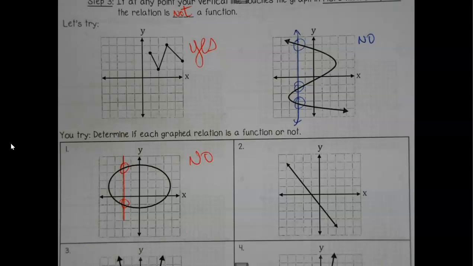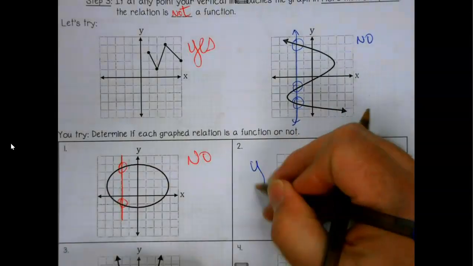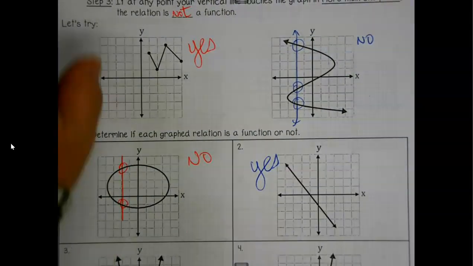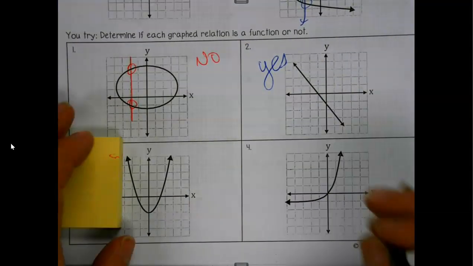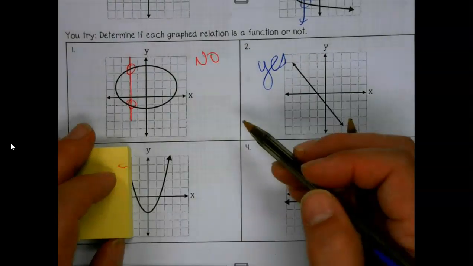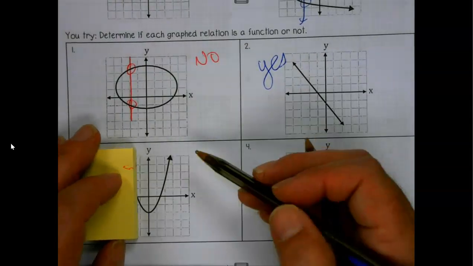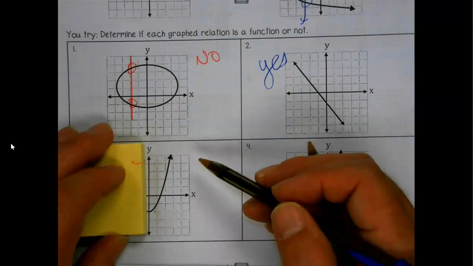Nope. What about 2? Are you sure? Okay. 2's a definitive yes. 3, all right, let's check this out. One spot. One spot. Where's my problem spot? The middle. Here?